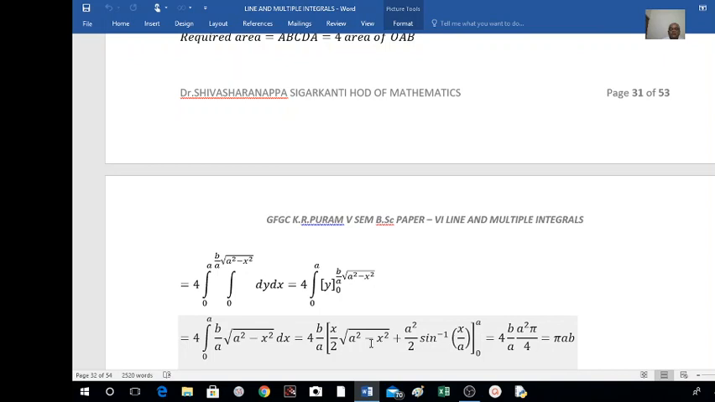That is a square by 2 into sine inverse of 1. 4b by a is a constant quantity as it is. A square by 2 is there, and the value of sine inverse of 1 is pi by 2, so totally it becomes pi by 4. So 4b by a square times pi by 4: the 4 gets cancelled, and one a gets cancelled. Then the value of this integral is equal to pi into ab. This is the area of the ellipse.